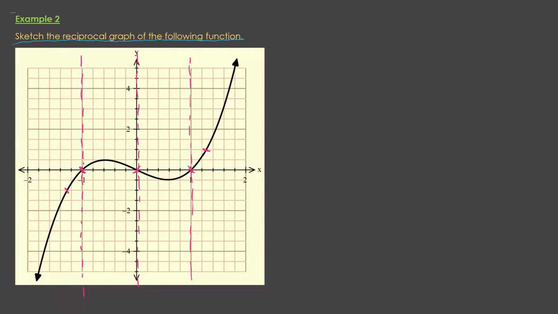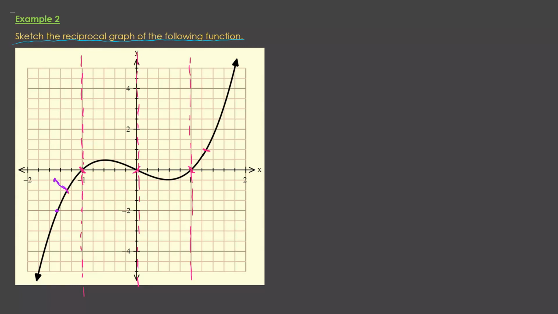So if we think about this point here, where f of x is -2, 1 over f of x will be 1 over -2, which is -1/2. So we're going to expect to go through this point just here. Now, that should be enough.